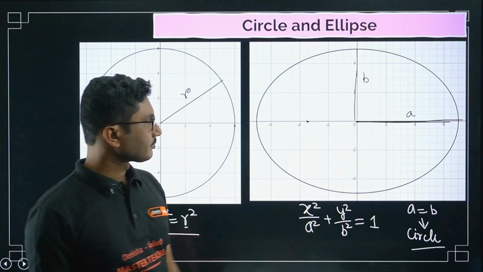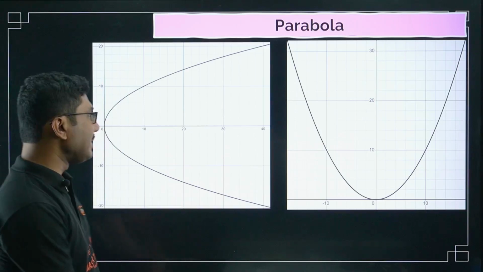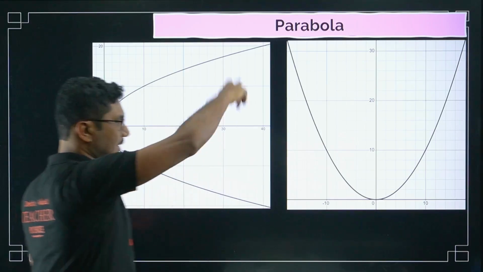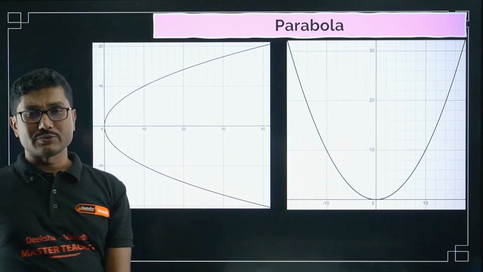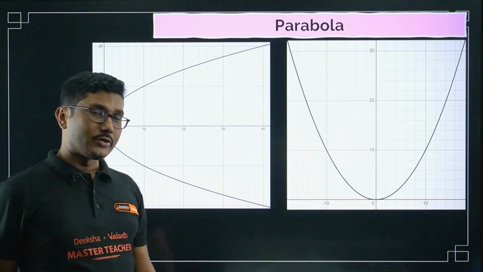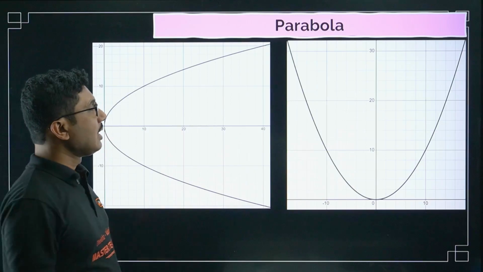Now next is the parabola. Parabola can be of different forms. This is one parabola, this is another parabola. You will learn these two types of parabola in mathematics: y square is equal to 4ax, and x square is equal to 4ay. So these are the two different forms of parabola.